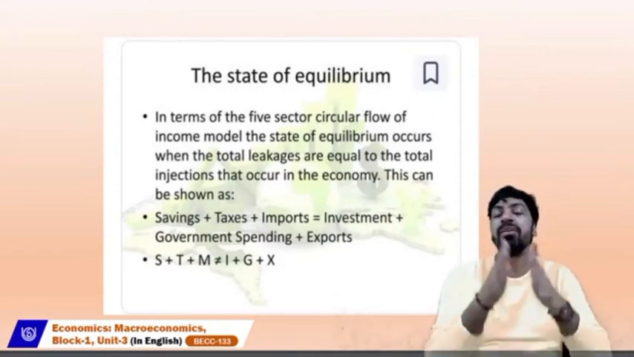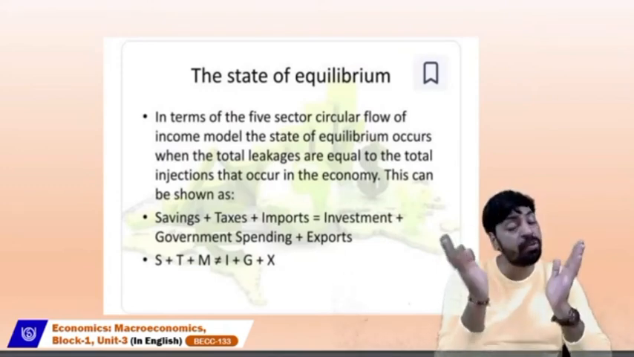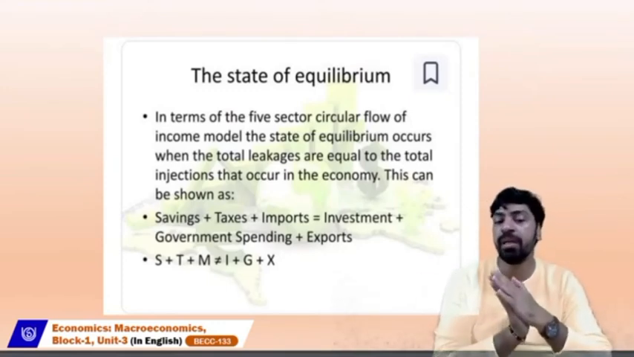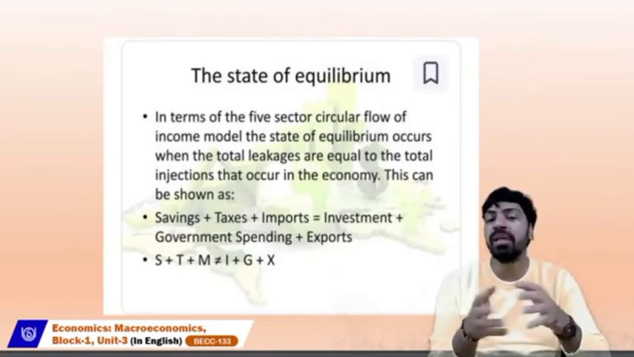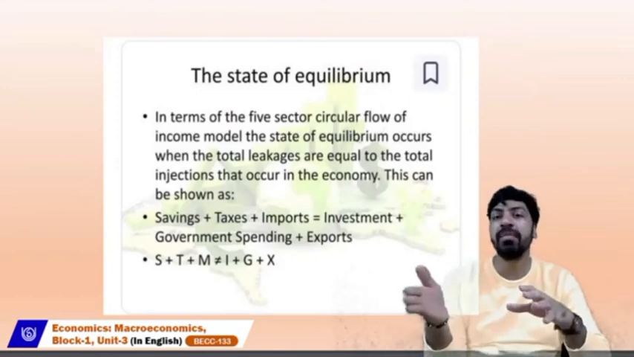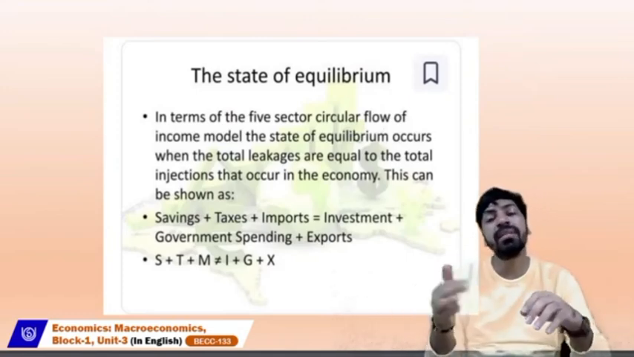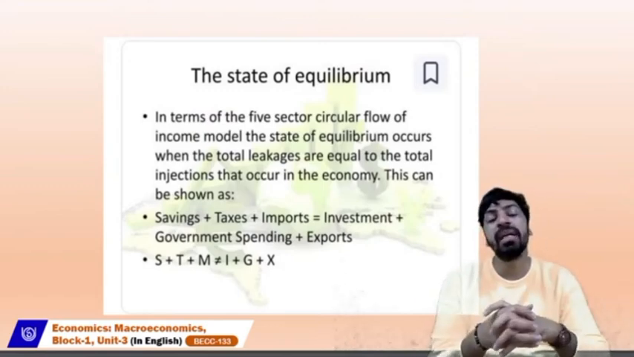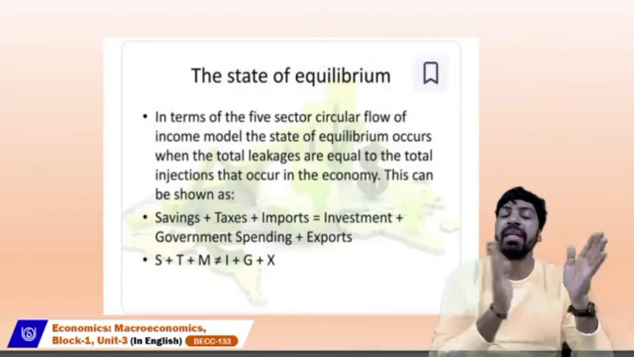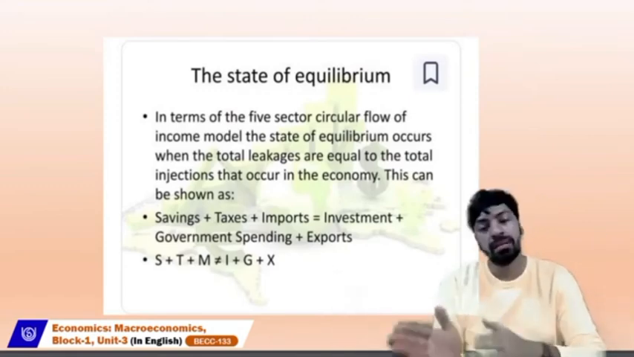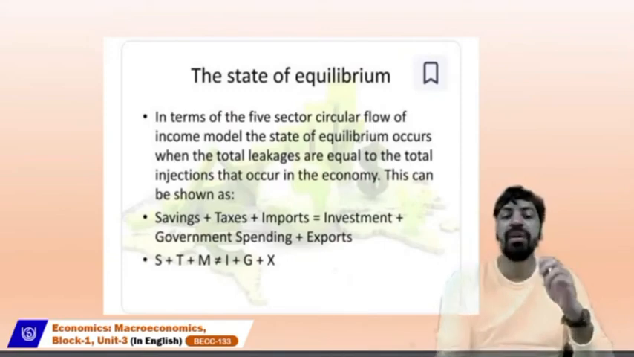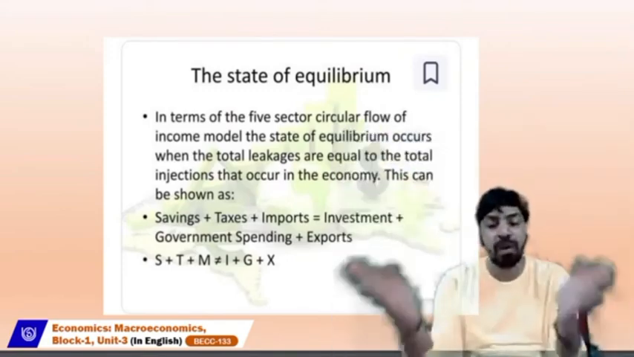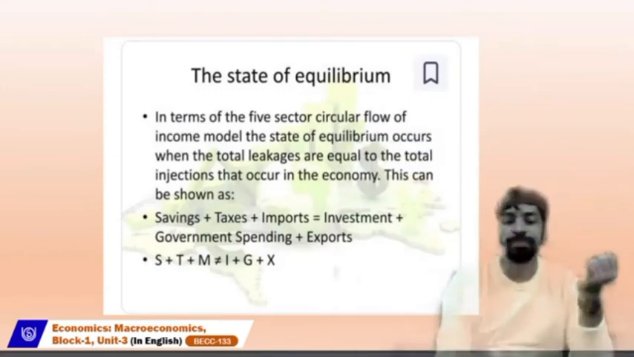So this is a state of equilibrium, an equilibrium condition where the injections and leakages are equal. That means if they are not equal, then it is an unstable equilibrium. In other words, it is called a disequilibrium in a circular flow of income model, where the leakages are not equal to the injections. So if there is any leakage, there is always an injection ready in the following form of transactions.